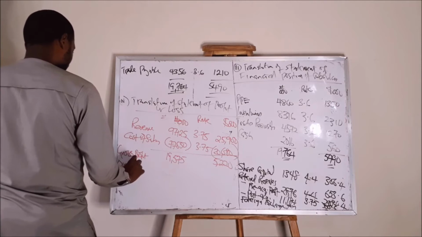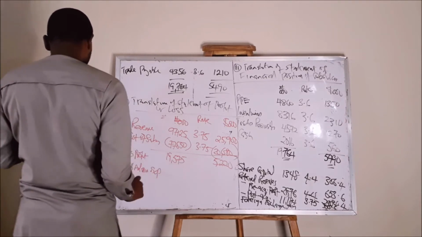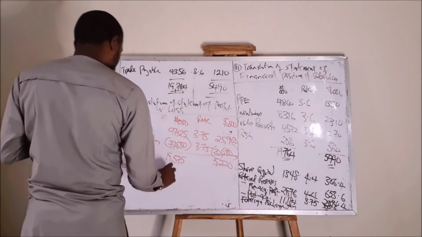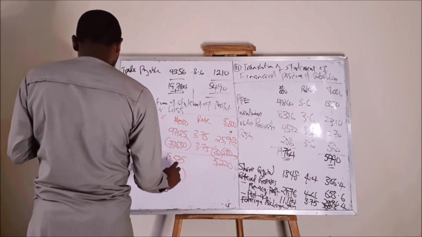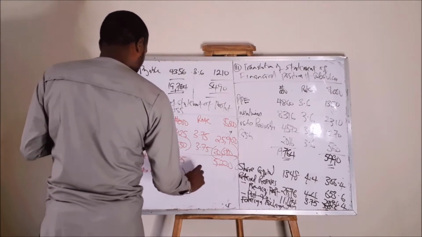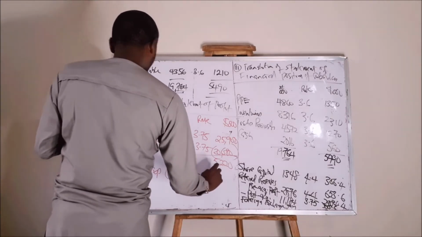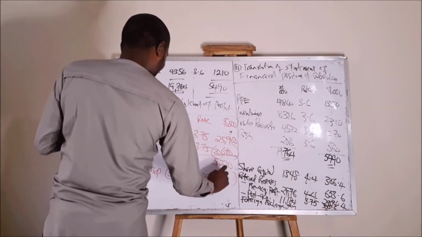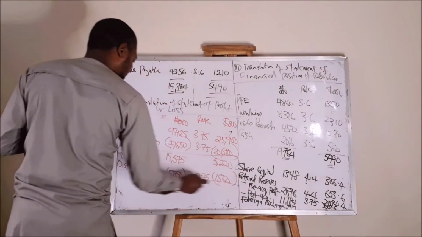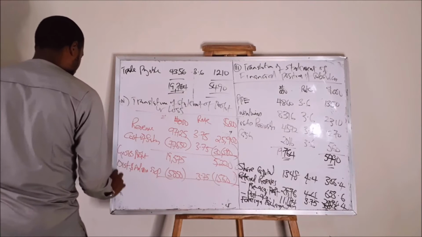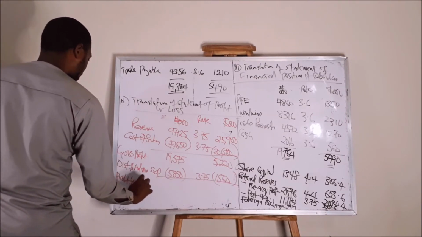Then distribution and admin expense. Distribution and admin expense, we have 5850. Still the same thing, 3.75. You have here 1560. Minus, you get profit before tax.